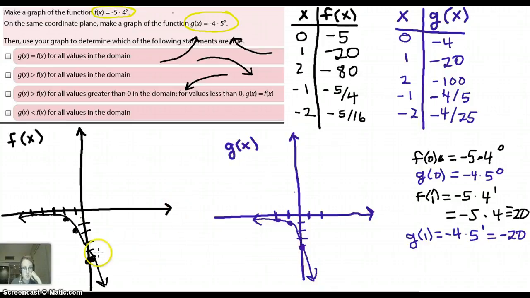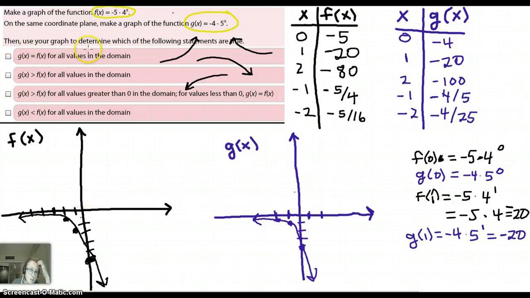Okay, now that we kind of have a picture of these two graphs, they do look very similar, don't they? You can see that this one crosses the x-axis at a different point than this one does. This crosses at -5, and this crosses at -4. So there's a difference. But besides that, just looking at them, they look very similar. Let's read the questions now.